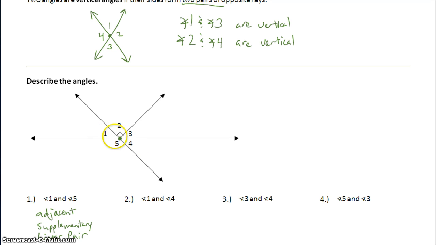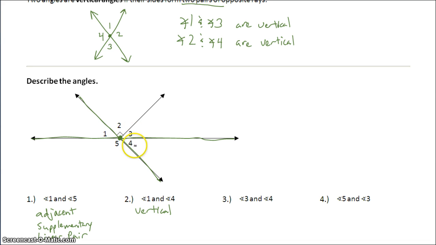1 and 4. Well, if I look, I have one pair of opposite rays and two pairs of opposite rays. So 1 and 4 share a vertex, and their sides form two pairs of opposite rays. They're going to be vertical.